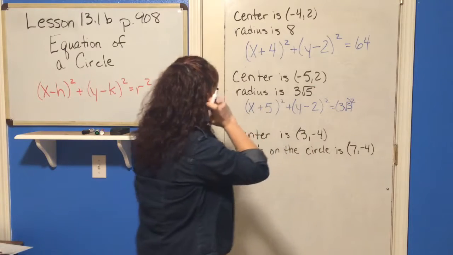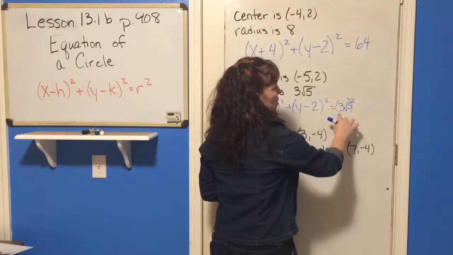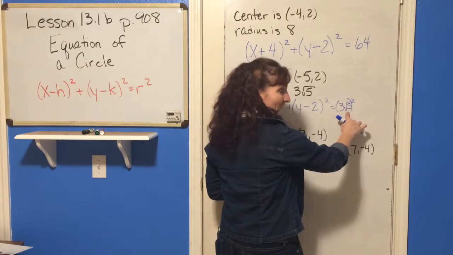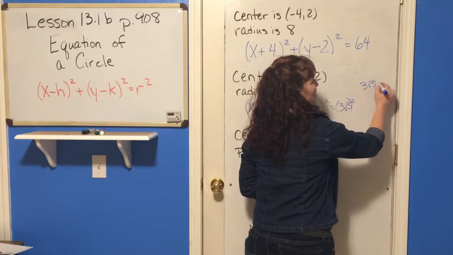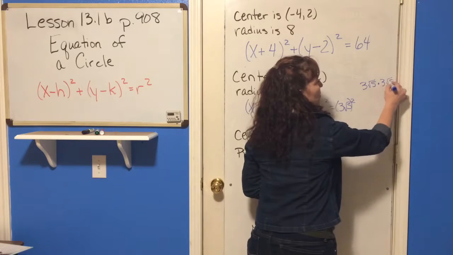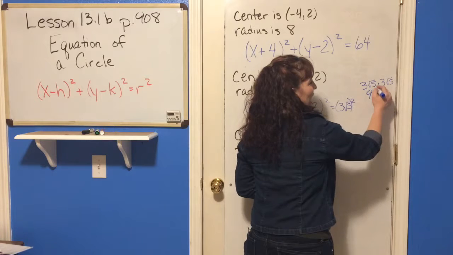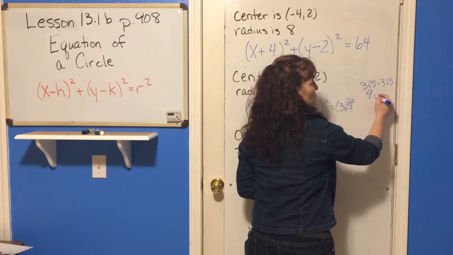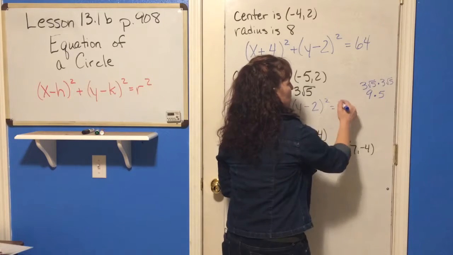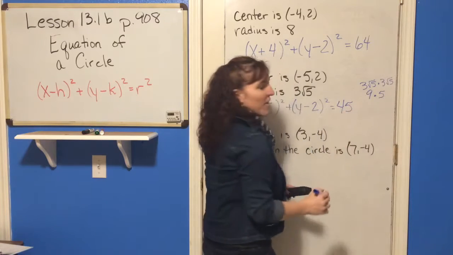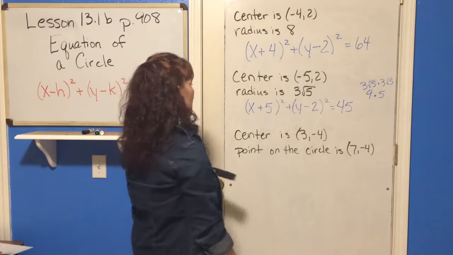So now, to simplify, all you're going to do is square this. So this is going to be (3√5)². Now be careful of this. So this is 3 times the square root of 5 times 3 times the square root of 5. So 3 times 3 is 9. And square root of 5 times the square root of 5 is 5. So this is all equal to 45. And you're done. Easy peasy.